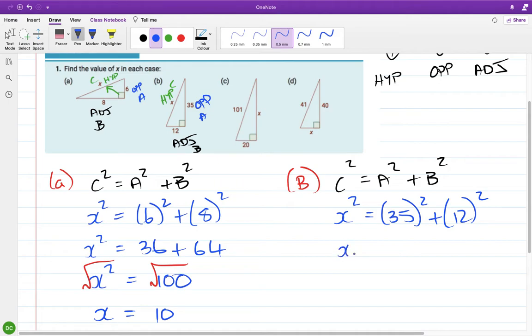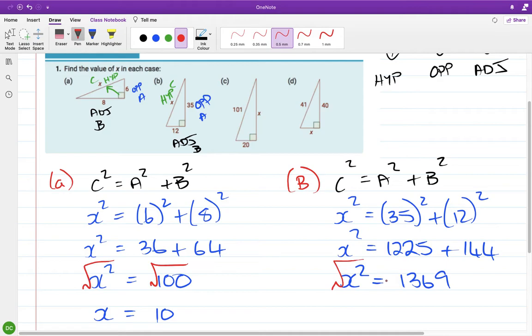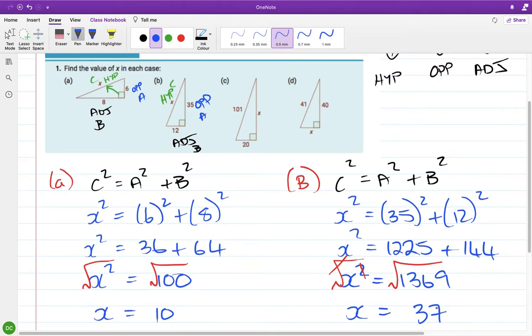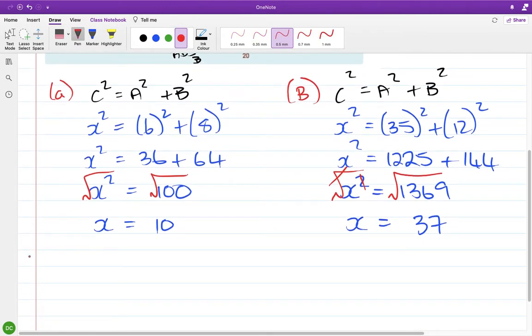Okay, so 35 squared is 1225, and 12 squared is 144. So that's 1369. Square root, square root. So x is the square root of that, which is 37. Part B. Okay, part C.